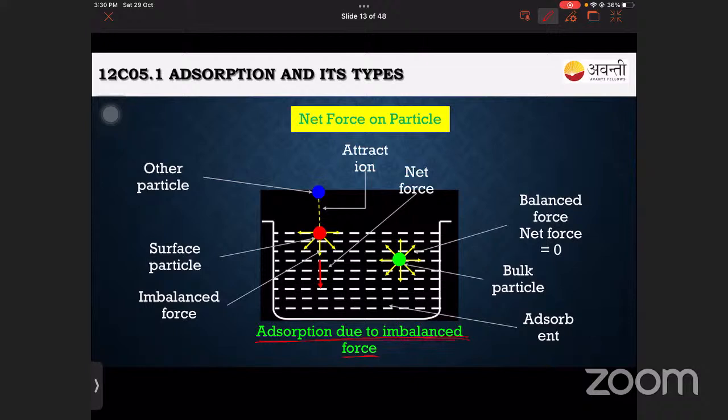Now, the adsorption at the surface molecule, why does it have adsorption force? Because the net force of attraction on the surface particle is not equal to 0. Because of this difference in the force, this extra force inside and no force outside, the surface particle will attract the gas particle, because of which adsorption takes place. Adsorption takes place because of the imbalance in the force.